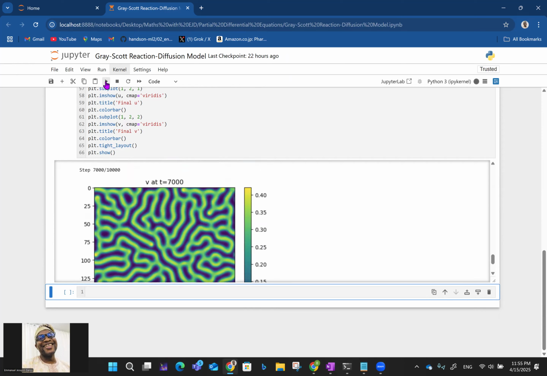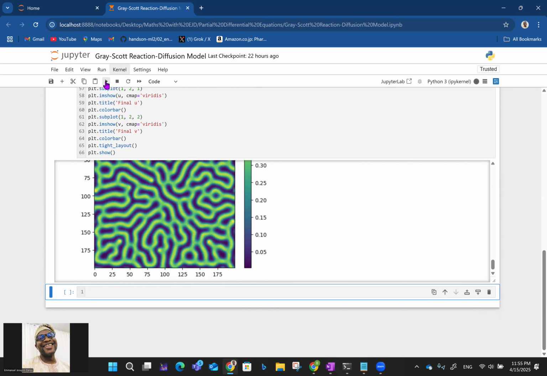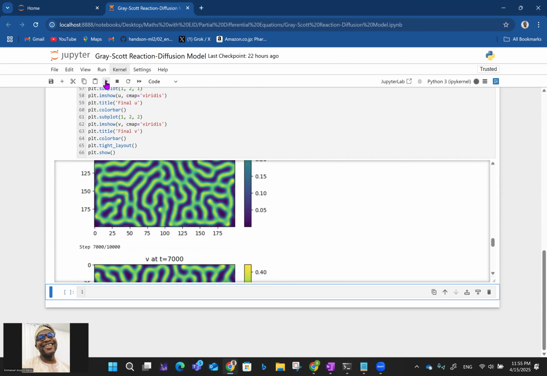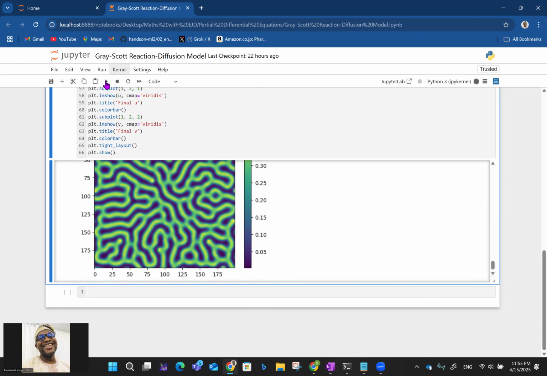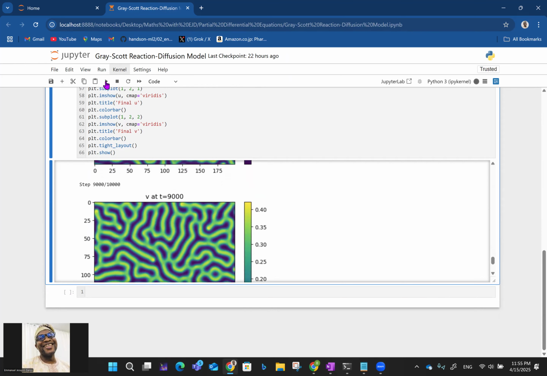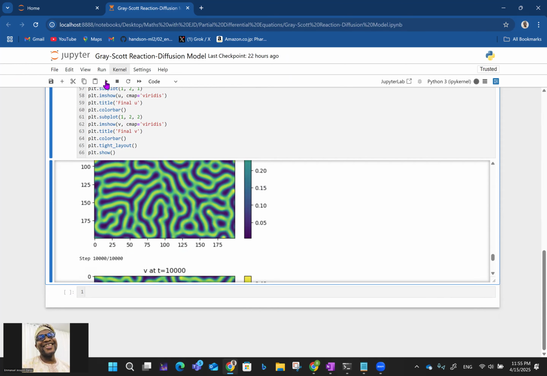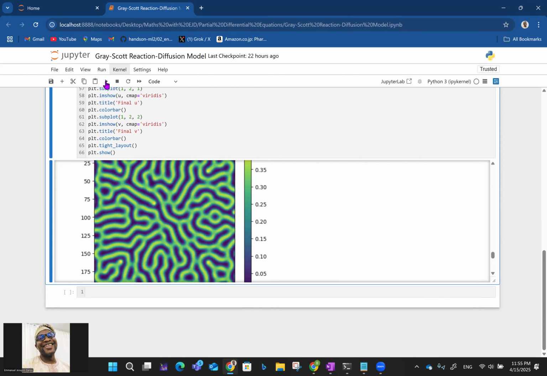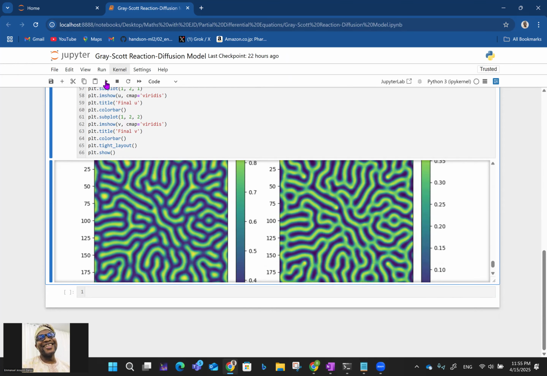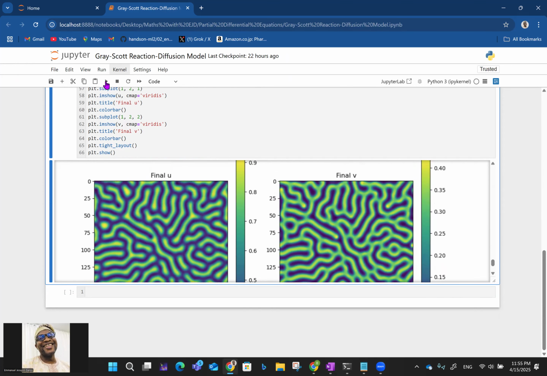At time step 7000, you still have V to be this. By the way, it's been V all the way. By the time it's all done, we now have V and U side by side when the process is complete. At time 9000, see what you have. Then at time 10,000, it's too complicated. So we have final U and final V.